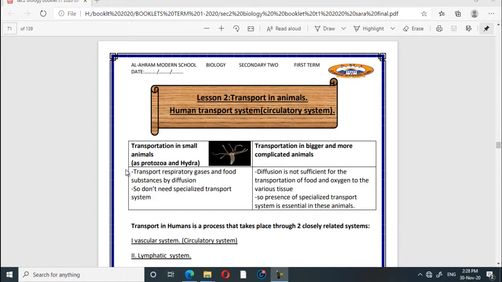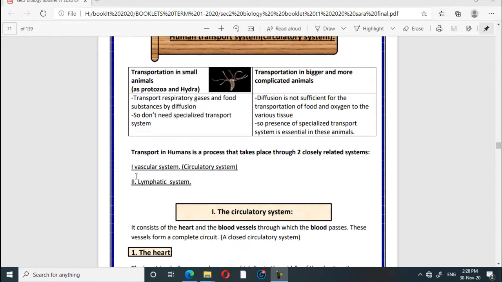system. While in the bigger and more complicated animals, there must be a vascular or transport system to transport all the food, oxygen and minerals, and all the nutritive medium for the human and animals, to all the body cells. So inside the human we have two transport systems: the vascular or circulatory system and the lymphatic system, and both systems are closely related to each other and closed systems also.